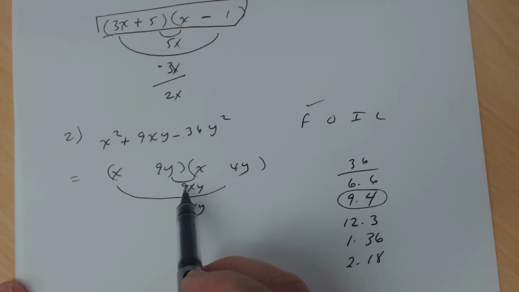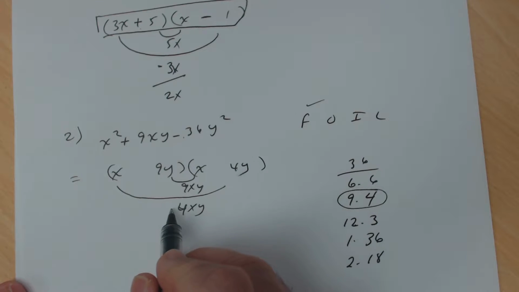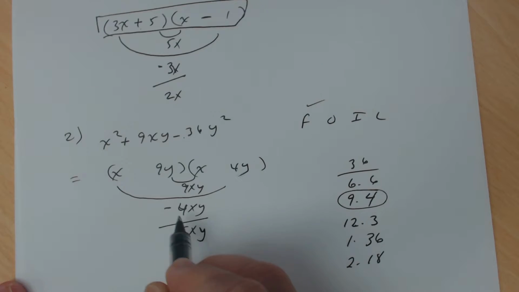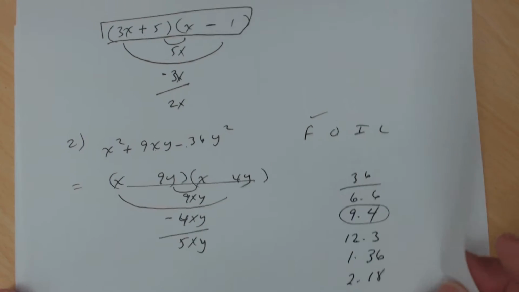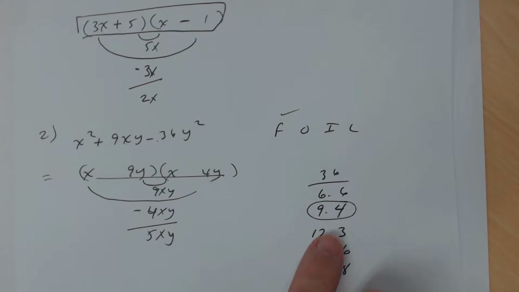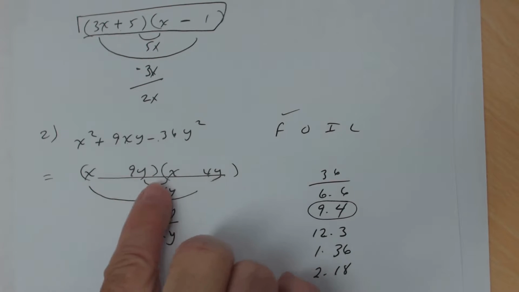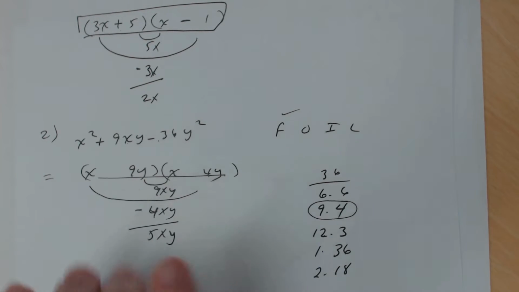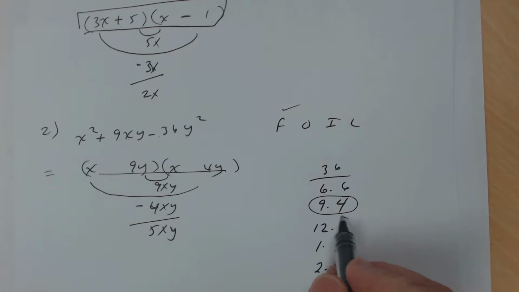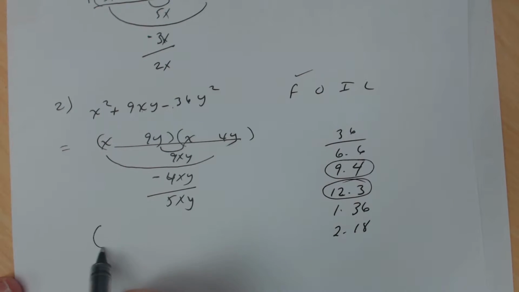And I need the larger to be positive. That means this has to be negative. But when I add them up, I get 5xy, which is not what I wanted. All right. So switching the 4y and the 9y is not going to help because the first terms are identical. So that's not going to help. So let's do the 12 and 3 and see if that works.